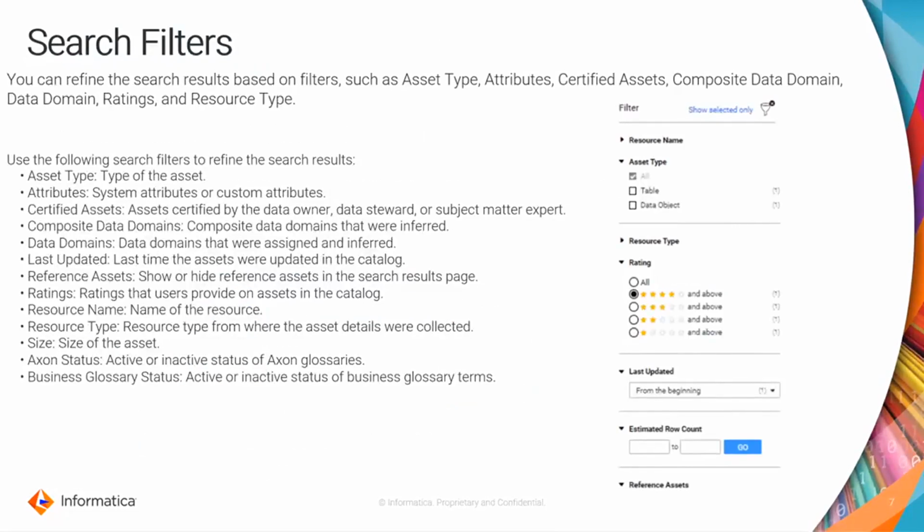Search filters. Search filters can be used to refine the search results. You can filter based on asset types, attributes, certified assets, composite data domains, last updated, reference assets, ratings, resource names, resource types, size, Axon status, and business glossary status. For example, here in this screenshot, you can apply a filter based on the resource name, asset types, resource type, rating, last updated, and so on.